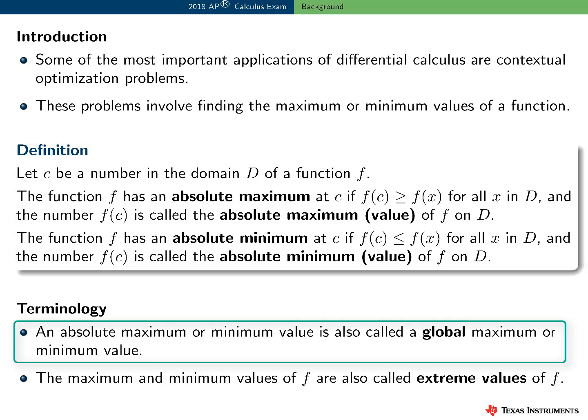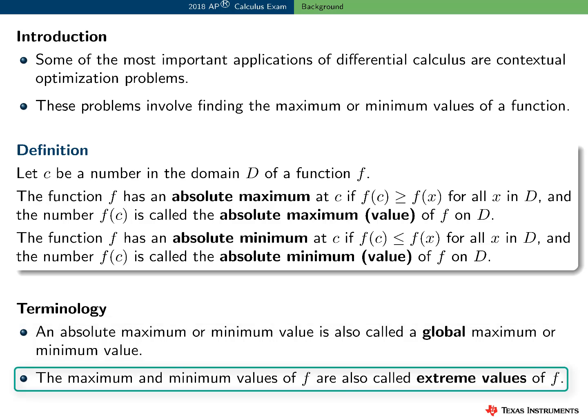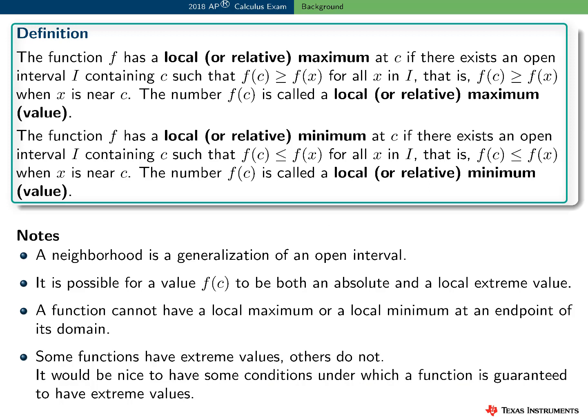Here's just a little bit more terminology associated with this definition. An absolute maximum or minimum value is also called a global maximum or minimum value. And the maximum and minimum values of f are also called, in general, extreme values of f. Now, it's possible for a function to have a largest value in a neighborhood, not globally. So here are a few more important definitions.